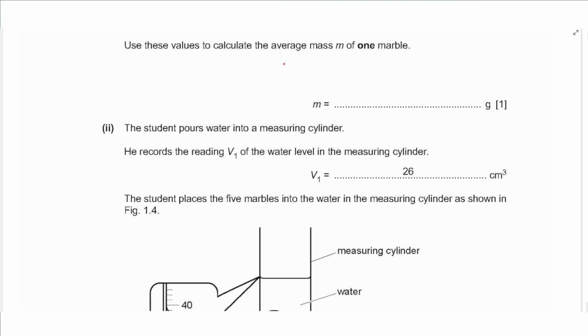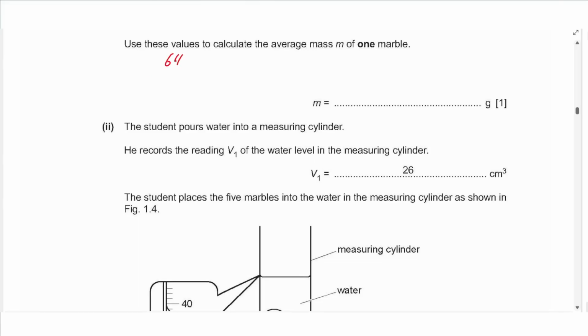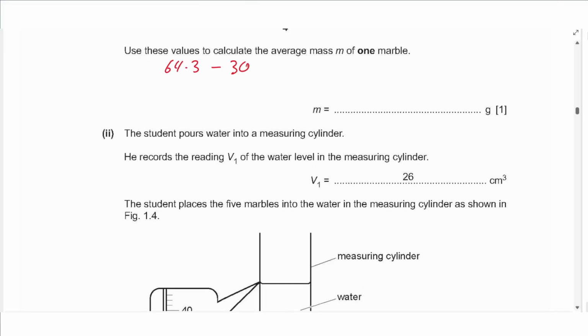The rest of the question says use these values to calculate the average mass of one marble. First, we need to know the mass of the 5 marbles. So we subtract 64.3 minus 30.8. Then we divide by 5 marbles. This gives an exact value of 6.7 grams.